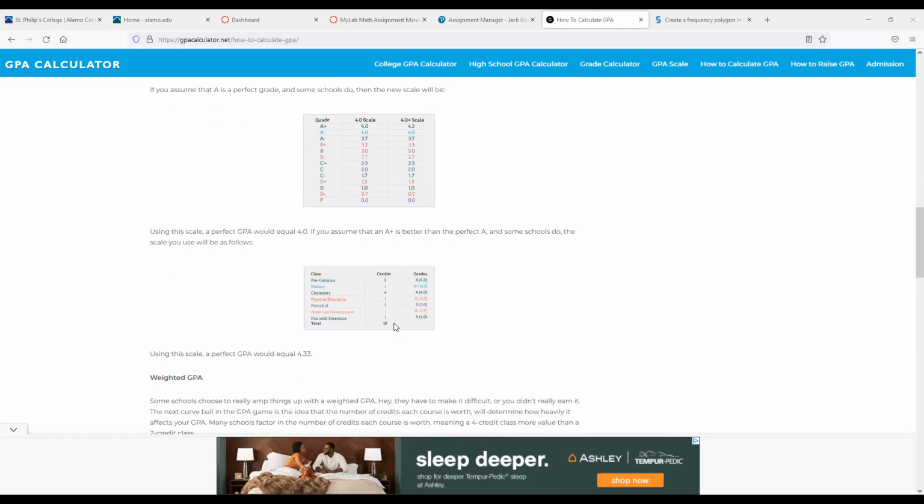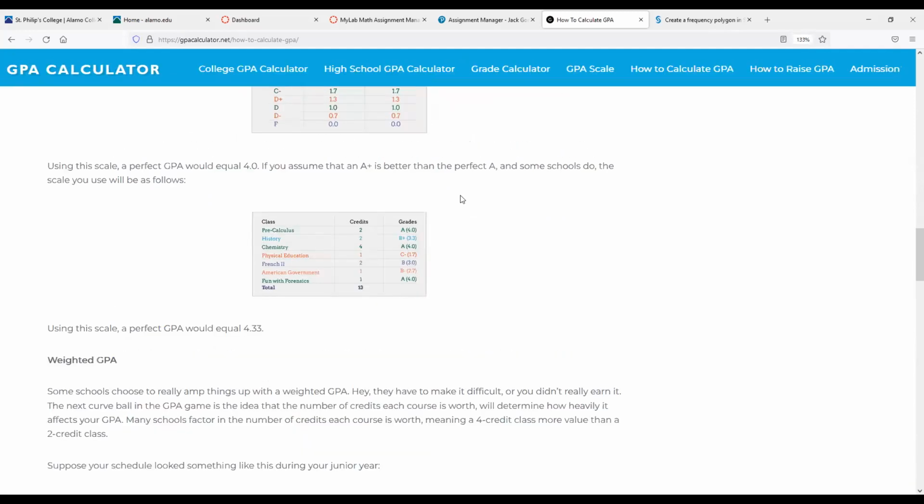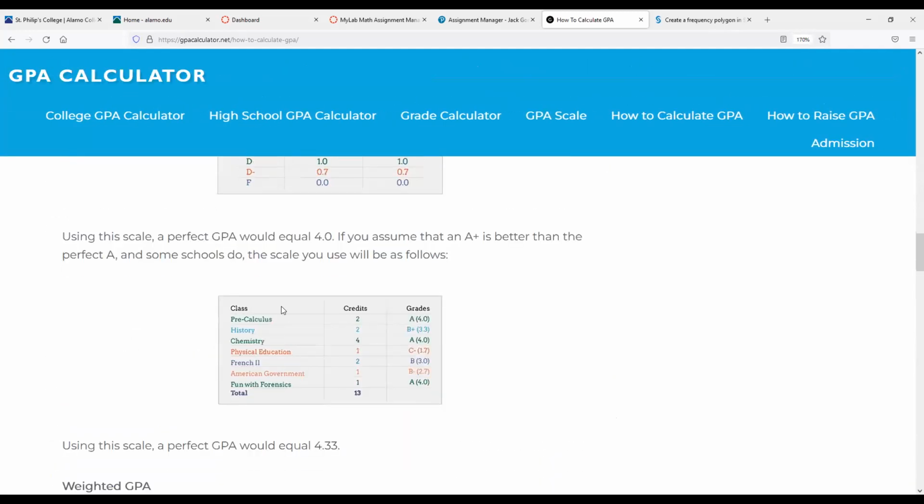So look at this example here. Pre-cal is 2 hours, history is 2, chemistry is 4. So the chemistry weighs a lot more. The fact that I got a C in PE doesn't really hurt my overall, because it's only 1 hour. It still sucks, but the A in chemistry is going to outweigh it big time.